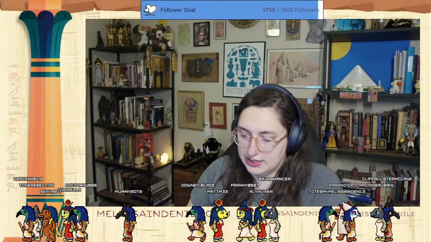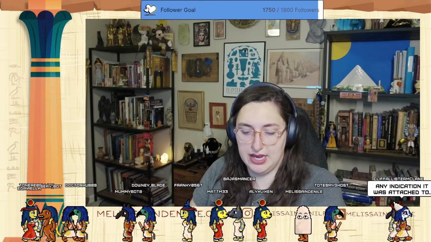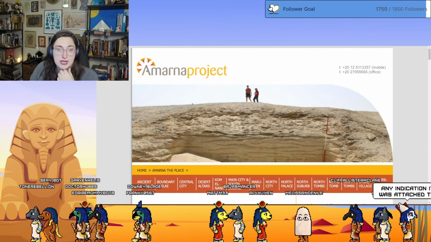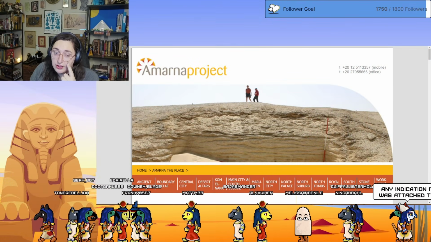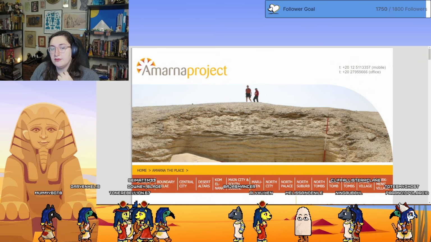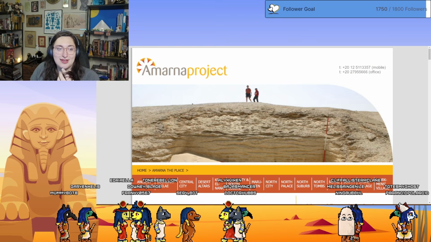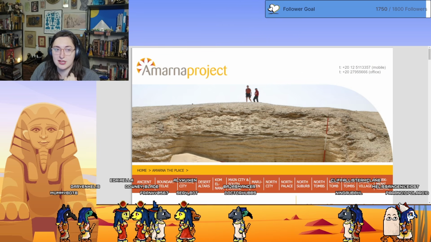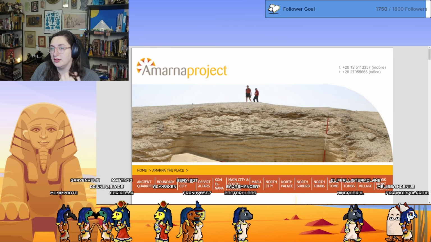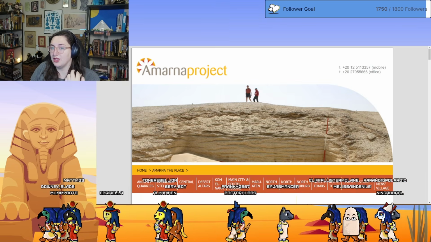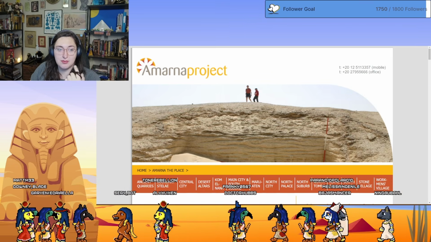So we're going to get started talking about the boundary stela of the Amarna area and of Akhenaten. It's been a while since we talked about Akhenaten and the Amarna period, so I will give everyone a recap just in case you have not been.